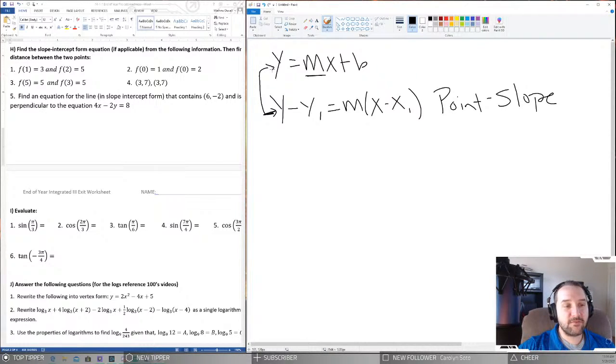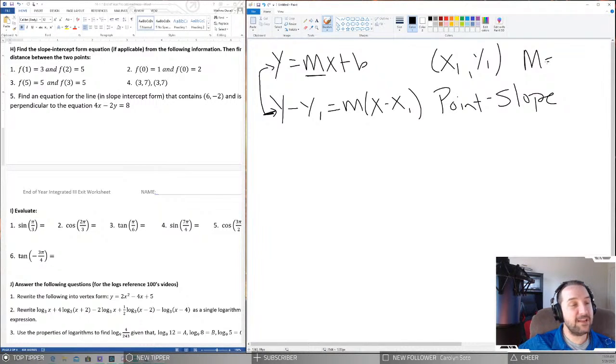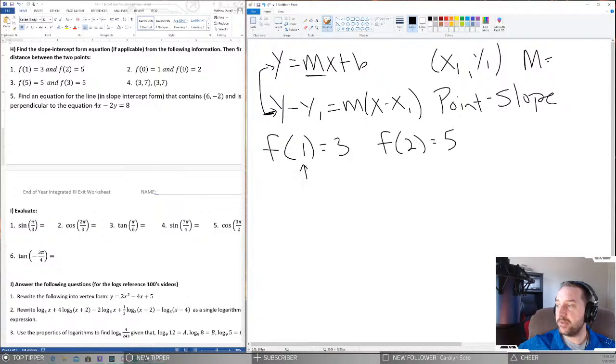But we just need 2 pieces of information. We need a point, x1 and y1, and then we need our slope. So if we find those 2 values, you plug them in, you technically have your equation of a line, and now from there, all you got to do is just manipulate it. So looking at number 1, it says f of 1 equals 3 and f of 2 equals 5. Well, it's saying if you plug in this x value, you're going to get this y value. So there's my point. And that's the first one.